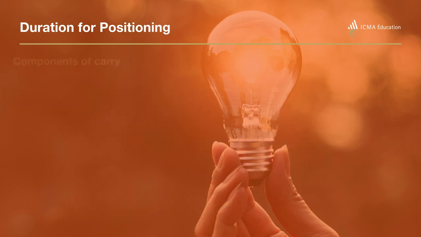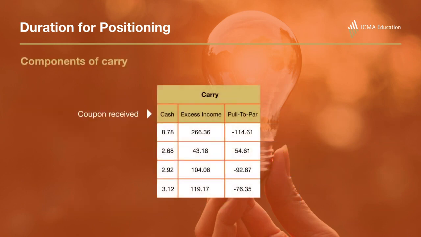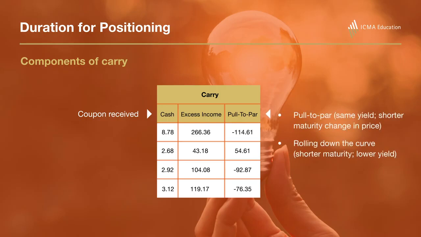You can think about the components of the carry here: the coupon being received, which is split into cash and excess income in this system, and the pull to par effects from rolling down the curve and from the price heading towards par. And we go into detail on these different components in the course.